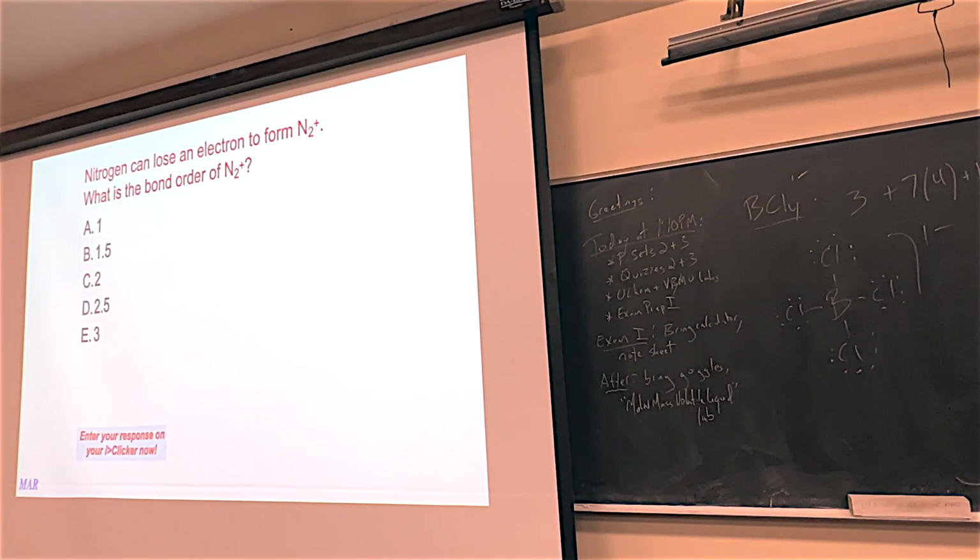Okay. Now, nitrogen can lose an electron to go from N2 to N2 plus. And the question is, what is the bond order then of N2 plus? Now, the ultimate way to do this would be to draw a molecular orbital diagram. And you can think about what the MO would be for neutral N2, and then take away an electron to make N2 plus. But you might be able to do this through a Lewis structure. Anyway, by hook or by crook, see if you can figure out what the bond order should be.